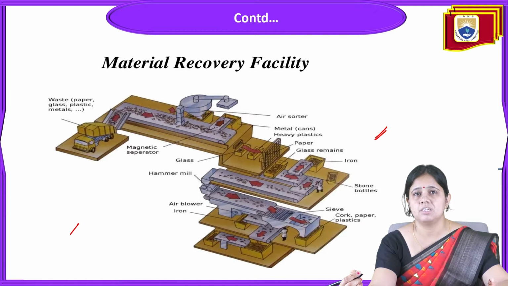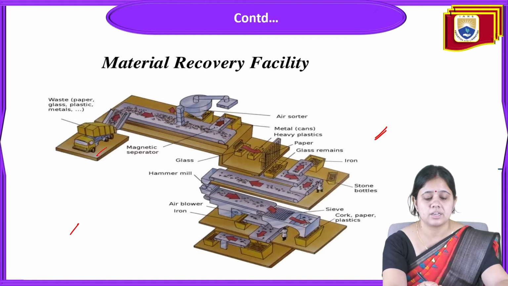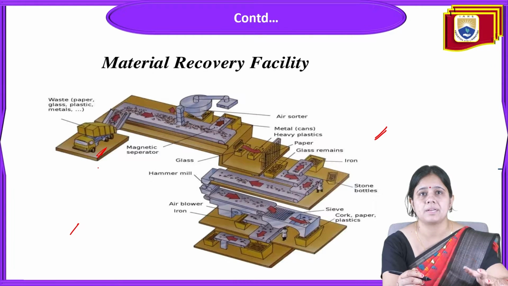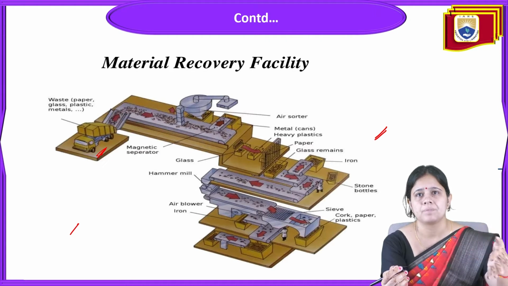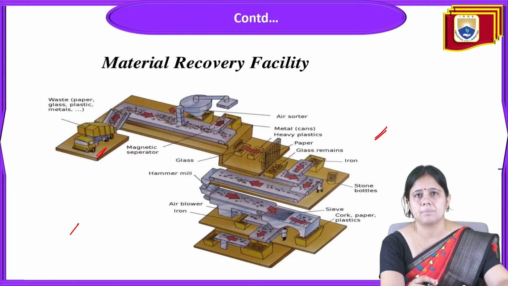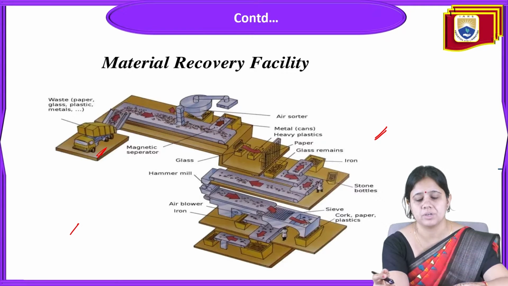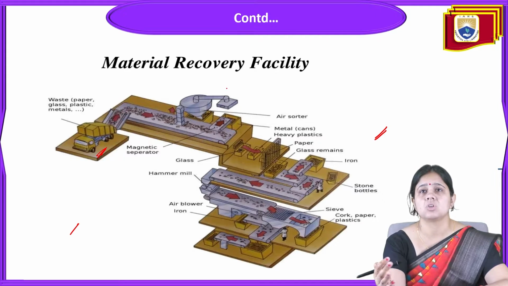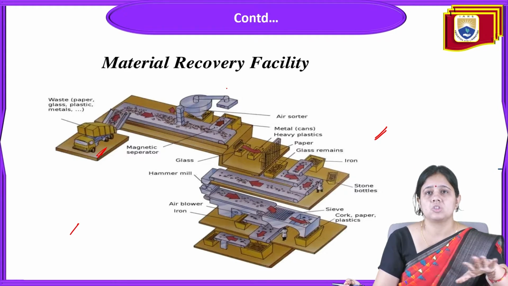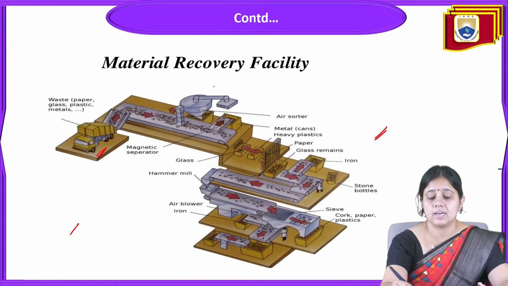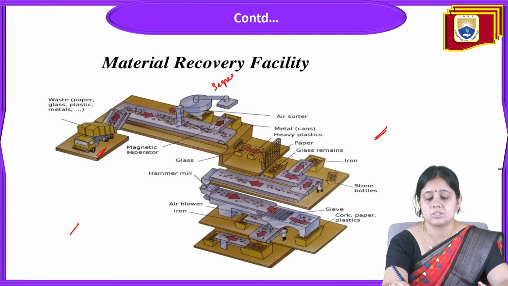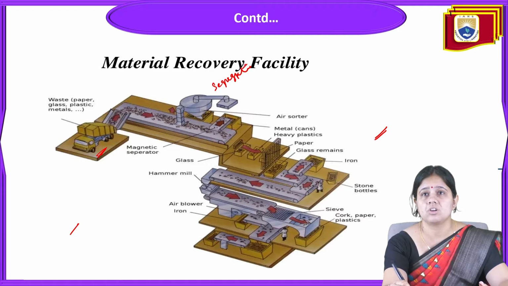This is the picture of an actual material recovery facility site. See, here a truck is there. From this truck comes waste: paper, glass, plastic, whatever it is. Through a ramp, the waste goes in here. What is the function here? It is an air sorter, and it sorts the waste, segregating it. Secondary segregation is there. Segregation of waste is there.